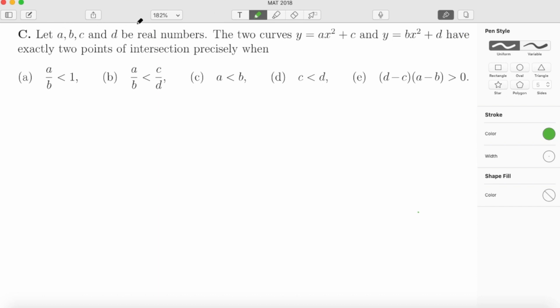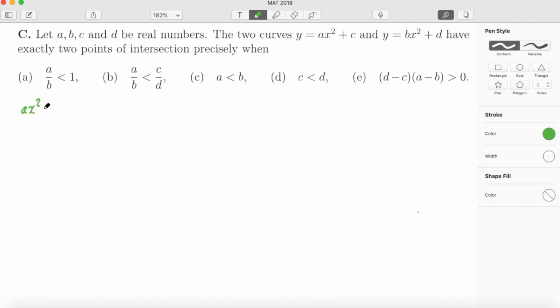Let a, b, c and d be real numbers. The two curves y equals ax squared plus c and y equals bx squared plus d have exactly 2 points of intersection precisely when a over b is less than 1, a over b is less than c over d, a is less than b, c is less than d, or d minus c times a minus b is greater than 0. So I'm going to start off by making these two curves equal to one another.